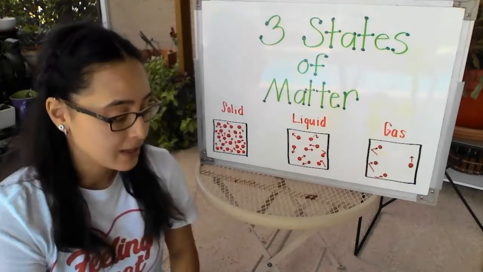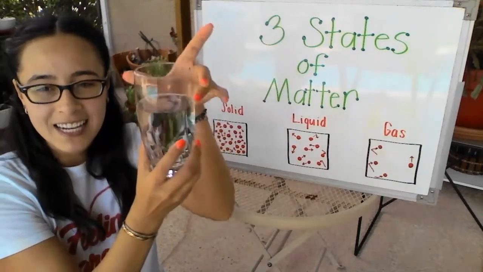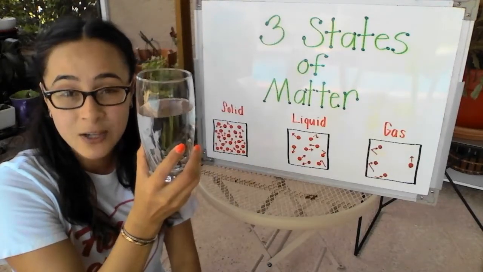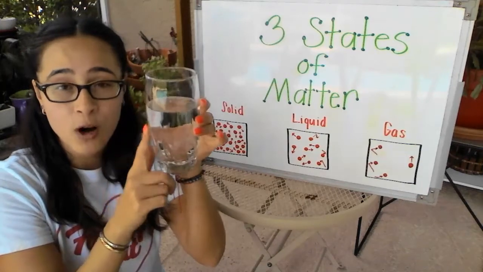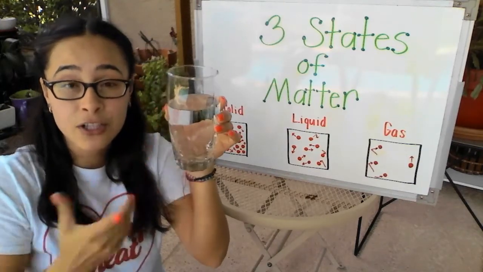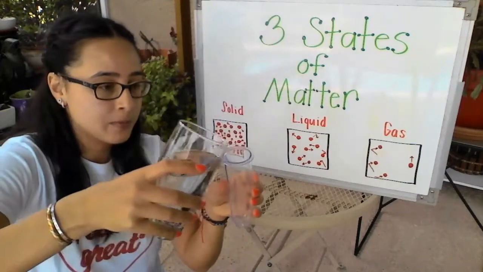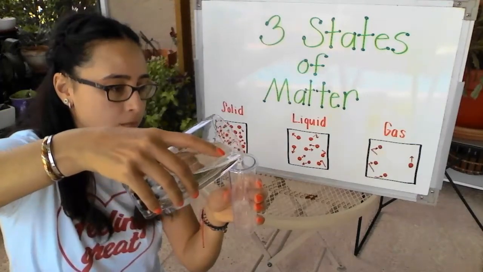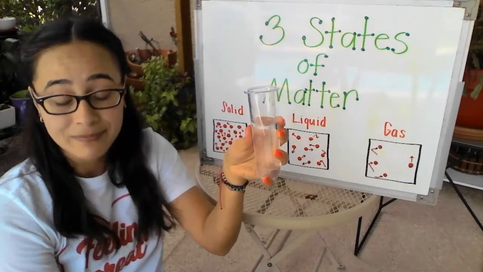A liquid. A liquid is the water inside this glass. Now, liquids take the shape of their container. So if I took this water out of this container, it's going to turn into a different shape. For example, if I put it in this test tube, it's going to keep its shape.